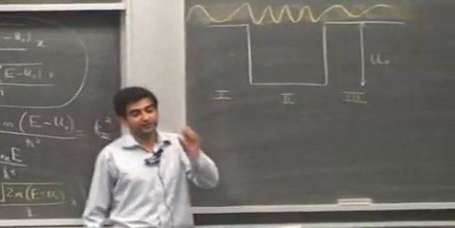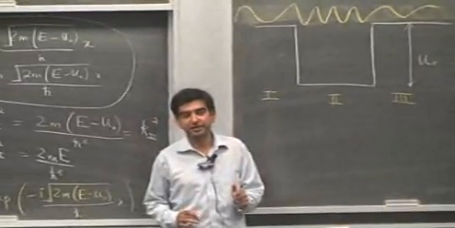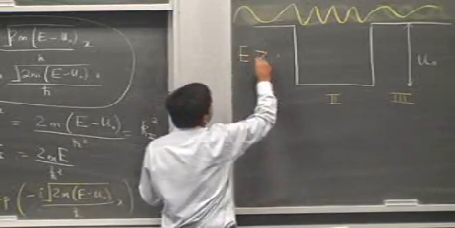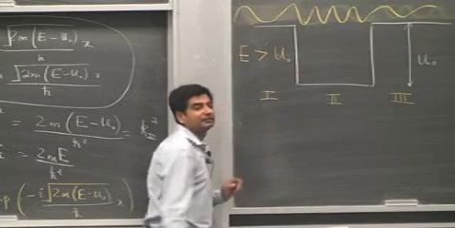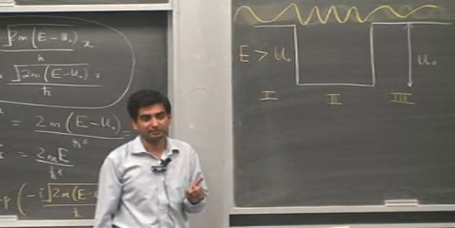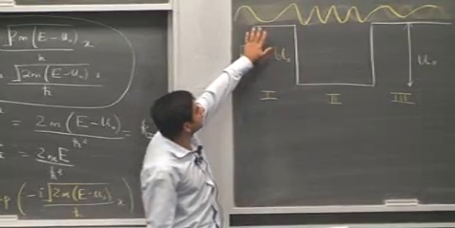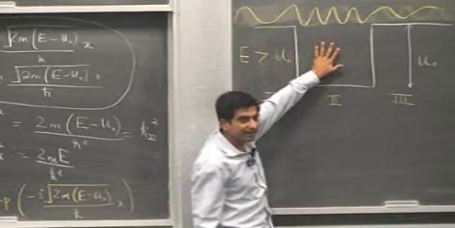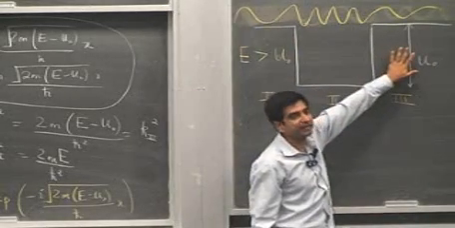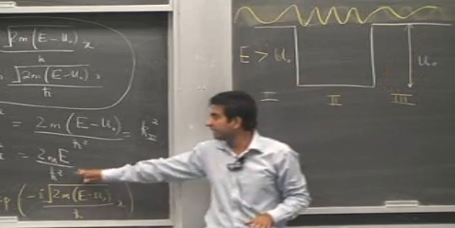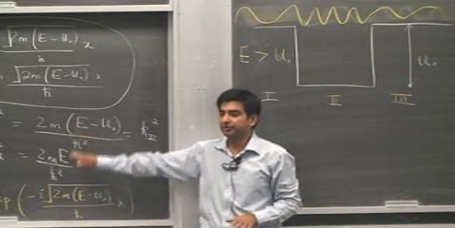The wave number is determined by the difference between the energy and the potential energy. And remember that we're talking about the case where E is greater than the potential energy. There is no region that is classically forbidden. The particle has a positive kinetic energy in this region, and in this region, and in this region. So the wave numbers are different in the two regions.